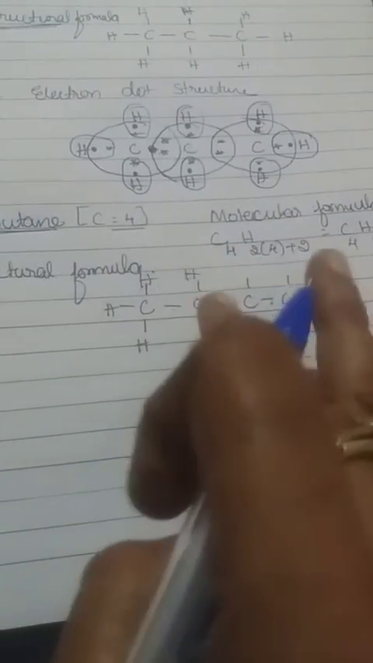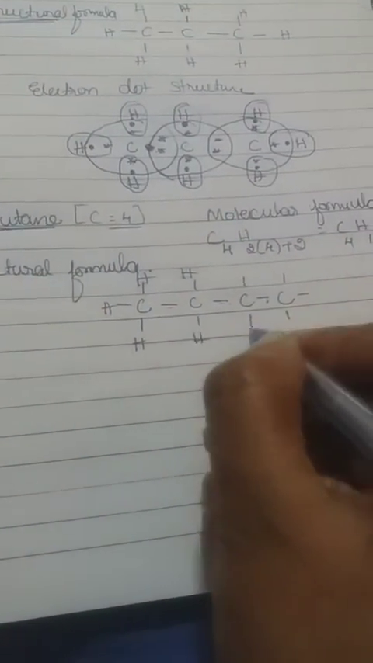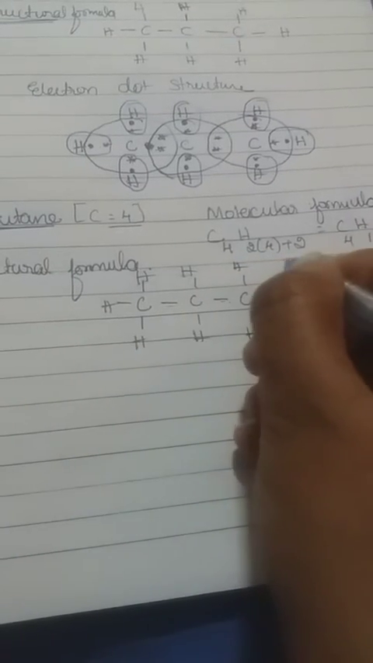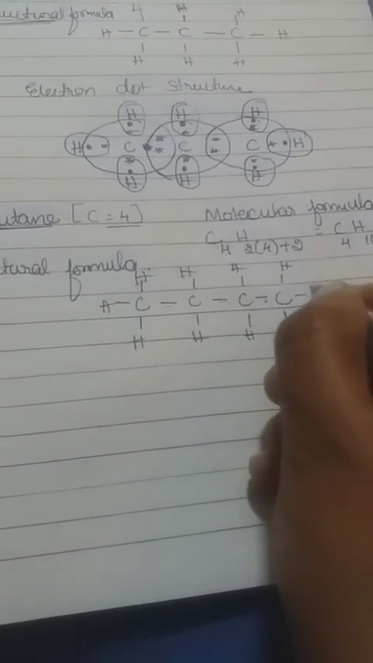Or if you are writing without the hydrogen also, that is understood. It is not mandatory to write the hydrogen. That means carbon is always paired with hydrogen only, then only it makes a hydrocarbon like butane. It's not paired with any other element.